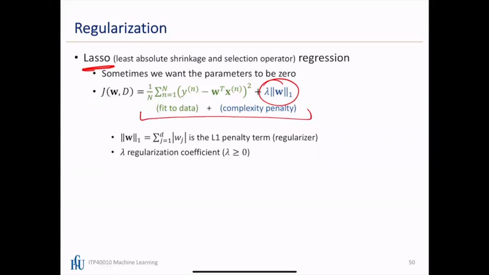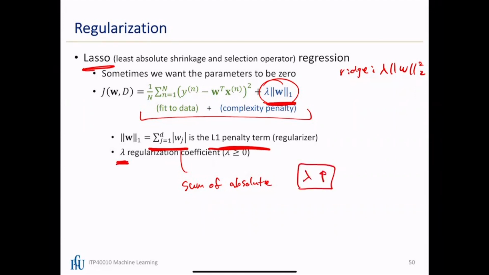Previously, we were adding this squared term. Now we have this different one, which is the L1 penalty. It takes the sum of the absolute values of W. And again, this is the regularization coefficient, which decides the effect of the penalty term. If lambda is large, your model is going to get simpler.